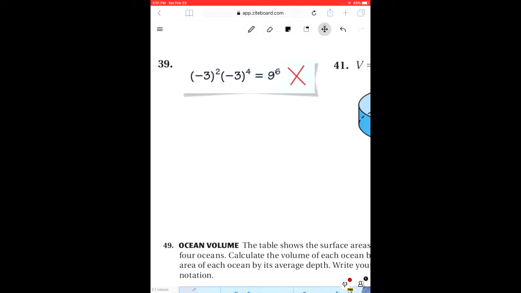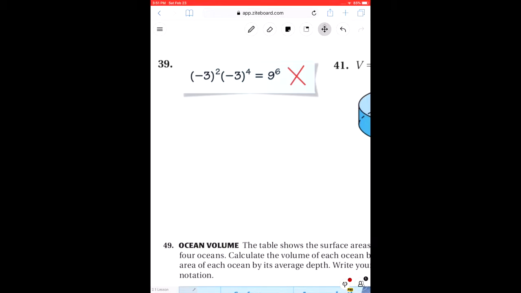So as you can see in this problem, we've got an exponent of 2 and an exponent of 4, and we have a base, -3, on both pieces of that left-hand side. So we know that when we have the same base, we're just going to add the exponents. So 2 plus 4 does equal 6. So as you can see, 6 is correct. That's not an issue.